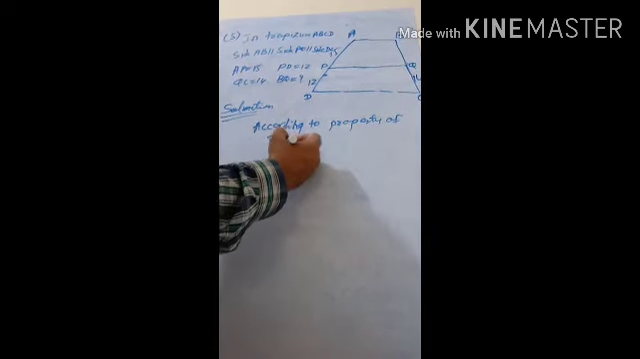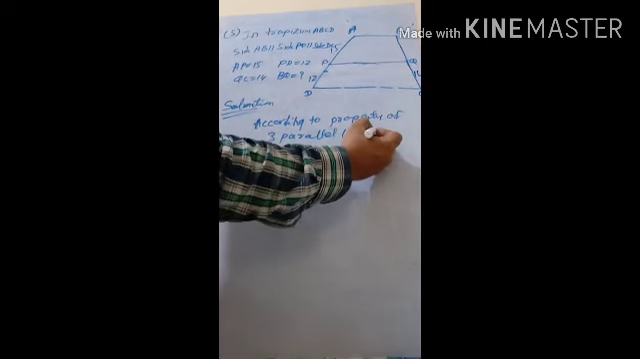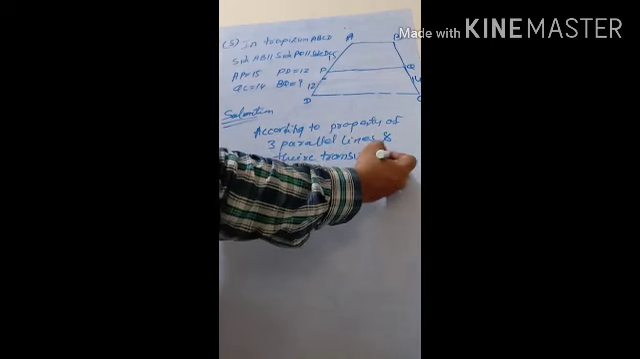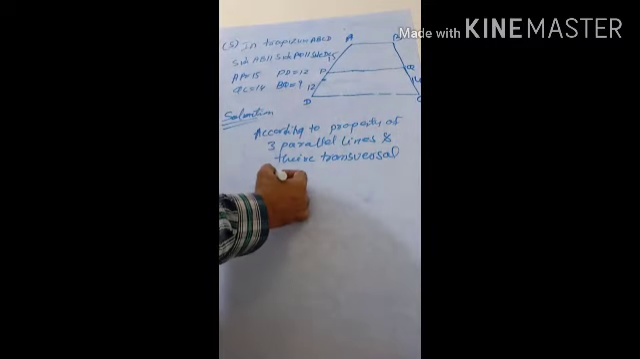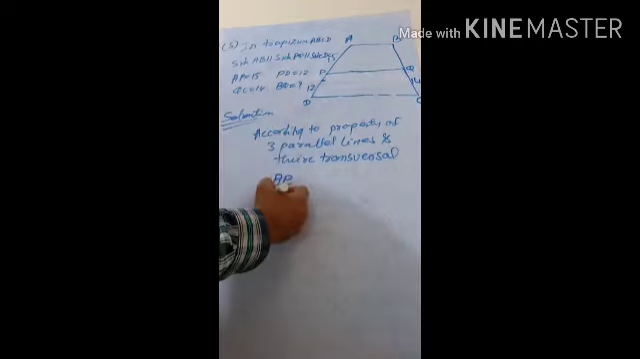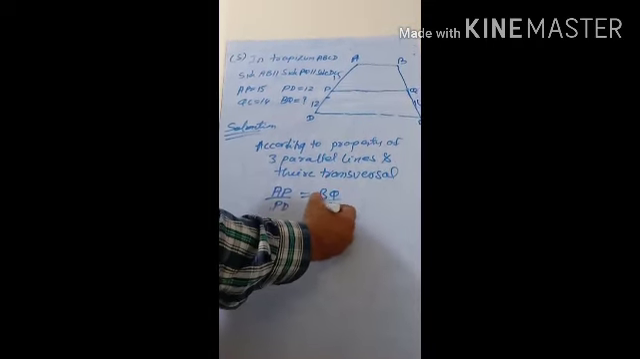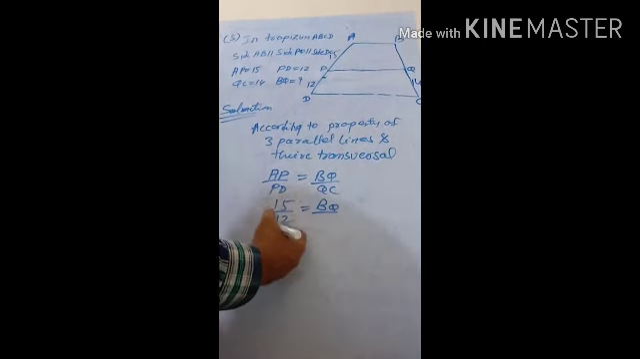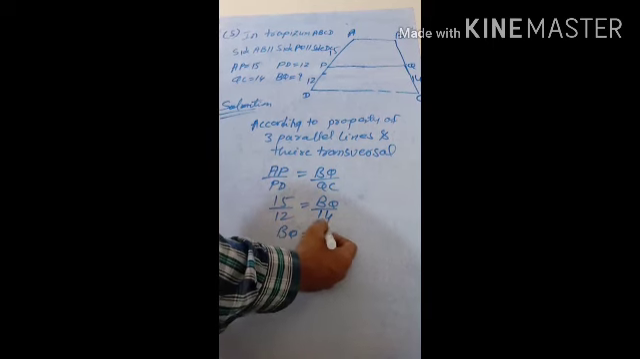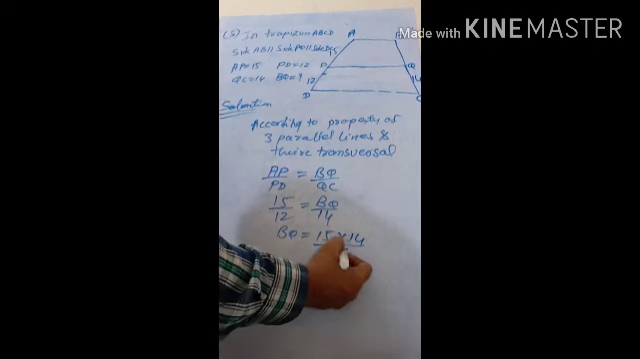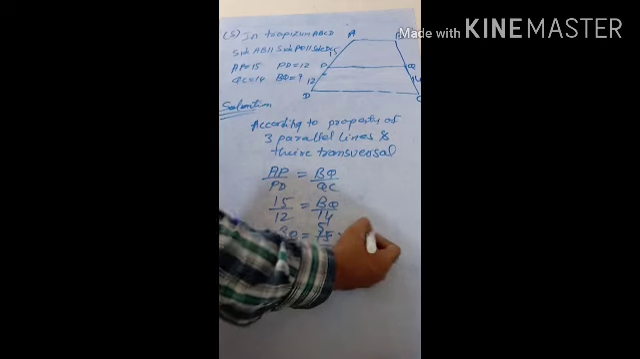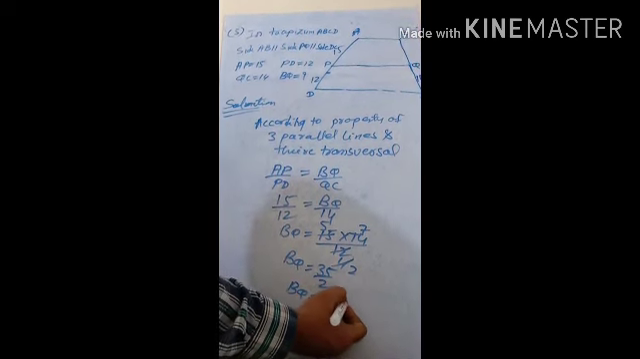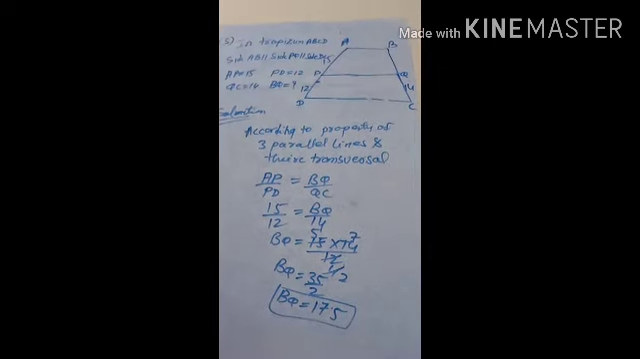According to the property of 3 parallel lines and their transversal, what's the property? When three lines are parallel, then AP upon PD is equal to BQ upon QC. So AP is 15, PD is 12, and QC is 14. BQ we don't know, we have to find that. BQ is equal to 15 multiplied by 14 divided by 12. 3 4s are 12, 3 5s are 15, 2 2s are 4, 2 7s are 14. BQ is equal to 35 upon 2, that is BQ is equal to 17.5. The value of BQ is 17.5.